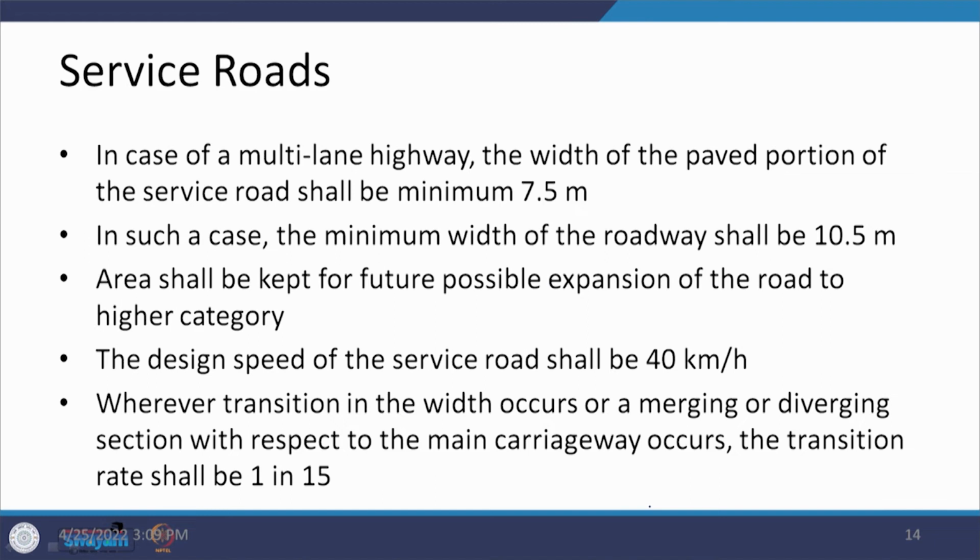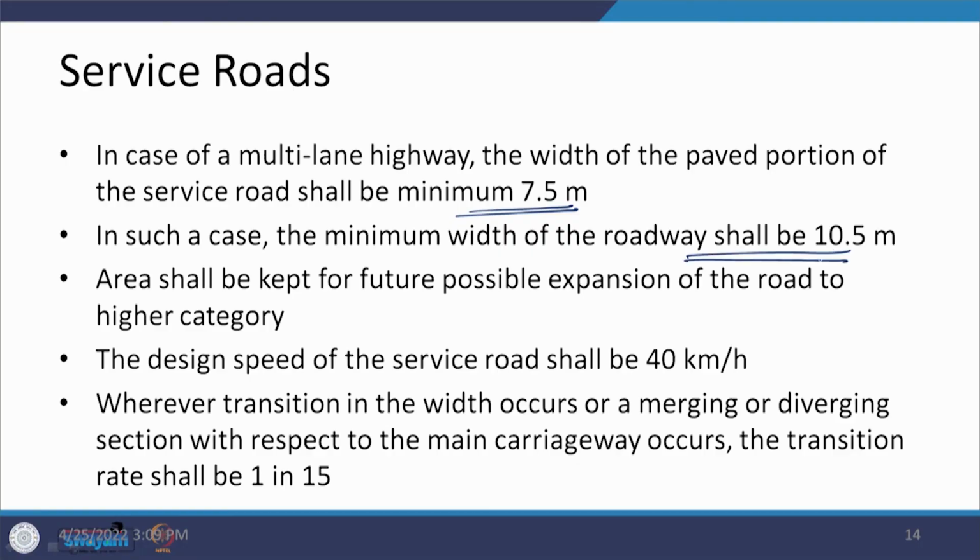Now, when we are looking at this width and when you have a multi-lane system, as I have shown you in the photographs also, in those cases the paved portion on the service road shall not be 5.5 meters, rather it should be minimum 7.5 meters. And when you have this 7.5 meters as a paved area, then with an unpaved area on the sides or with the footpath on the sides, say if you have a footpath which is 1.5 meters on both the sides, then it means 3 meters is going to be added, and that will make a minimum roadway width of 10.5 meters.